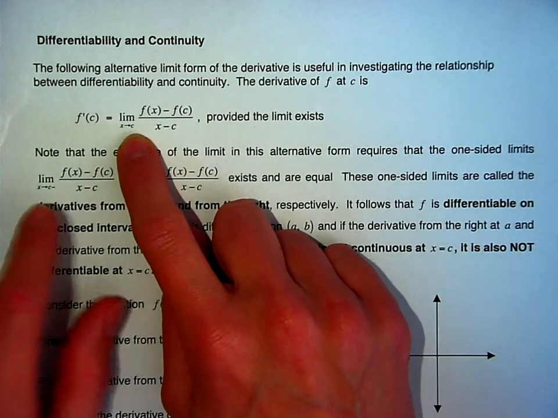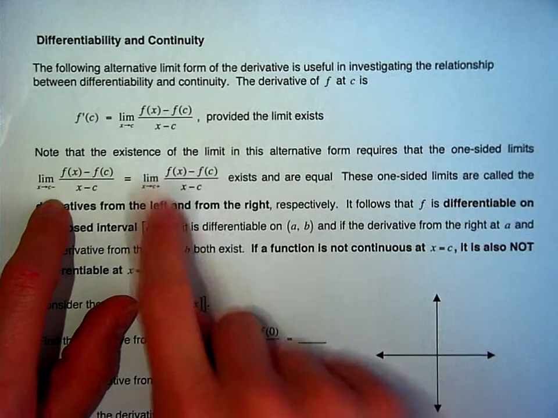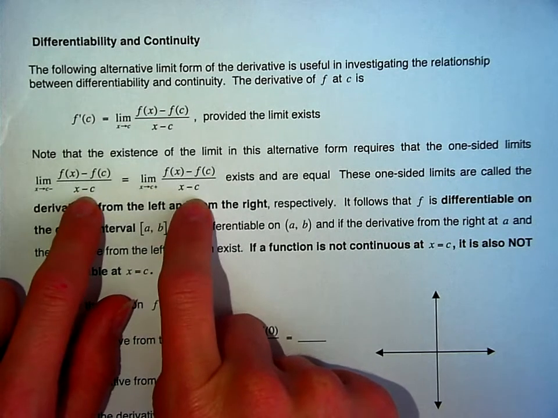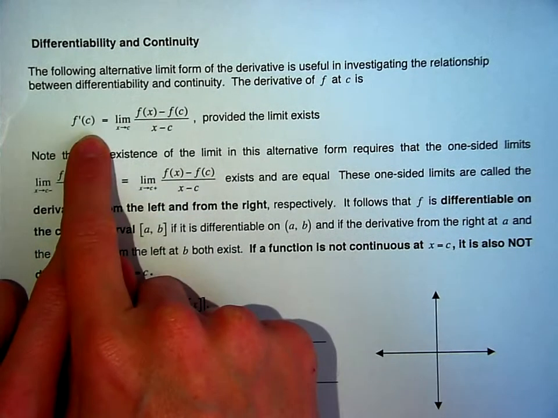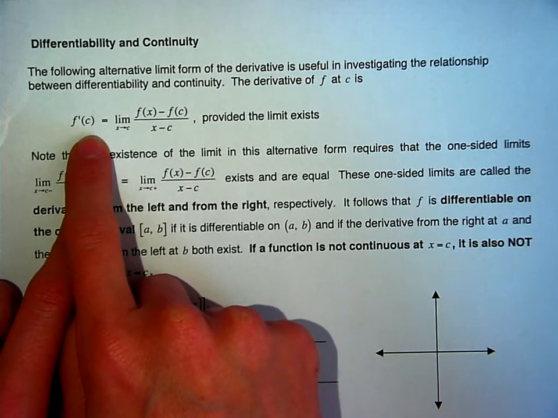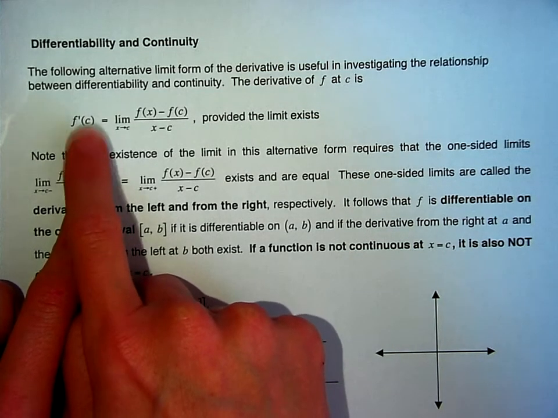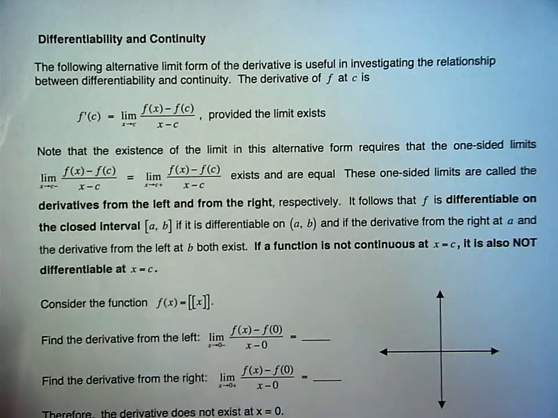And with limits, we know the left-hand limit has to exist, the right-hand limit has to exist, and they have to equal each other. And if that happens, then it is differentiable, is what we say. So all differentiable means is that we are able to take the derivative at that value for c.